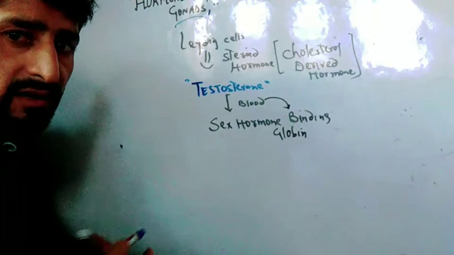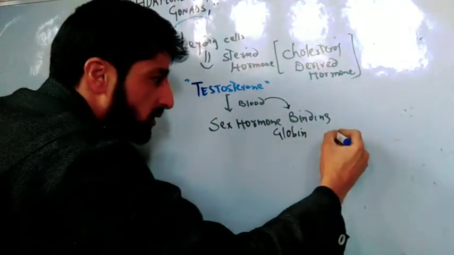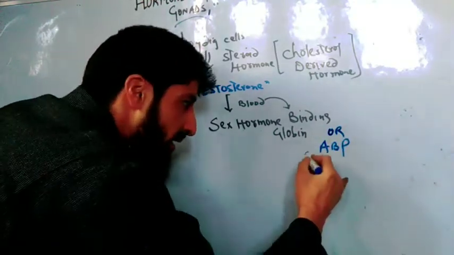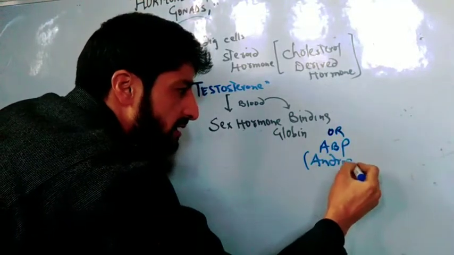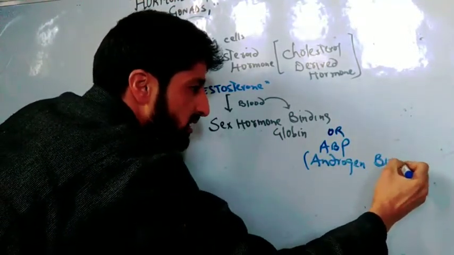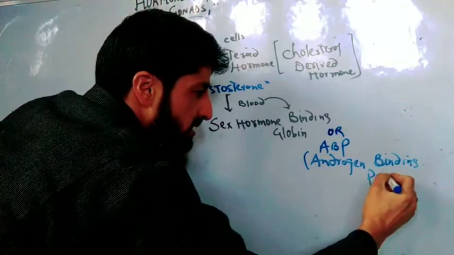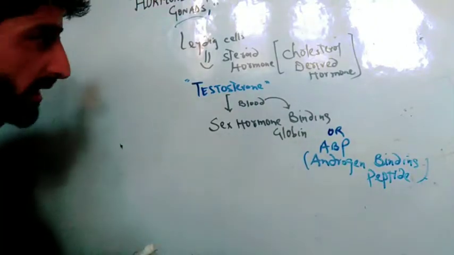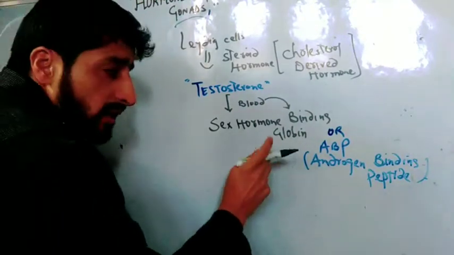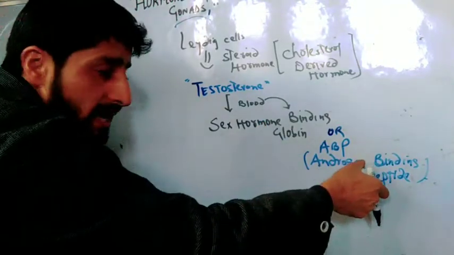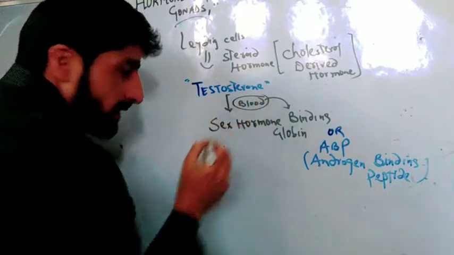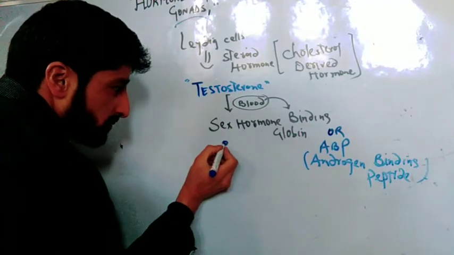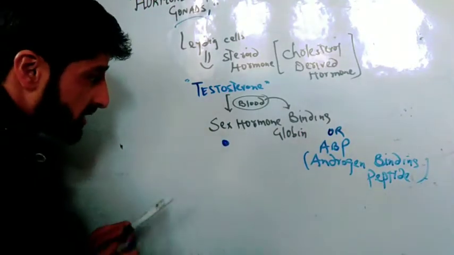Sex hormone binding globulin, or this protein is also known as ABP, androgen binding protein. ABP means androgen binding protein. This protein, androgen binding protein or sex hormone binding globulin, is present in the blood. What happens is that when testosterone is drained into the blood, let us suppose it is the testosterone hormone that is drained into the blood.